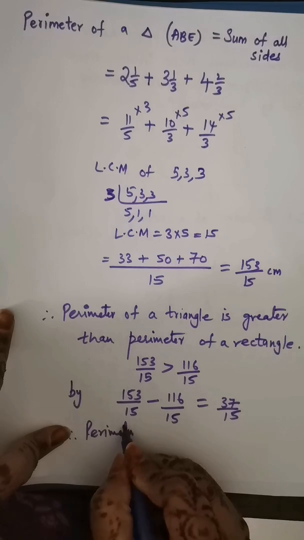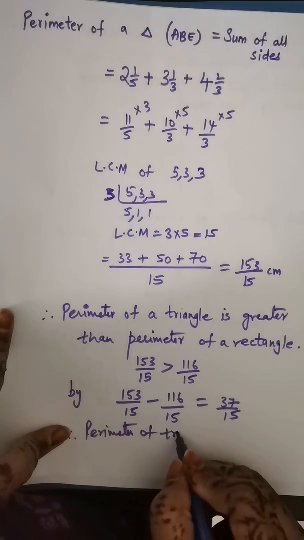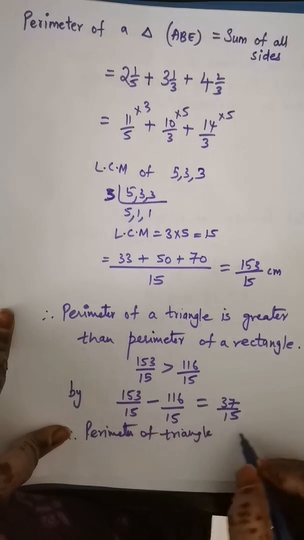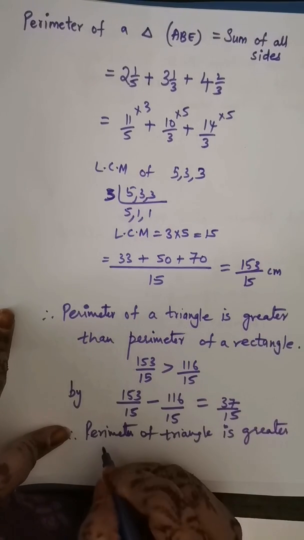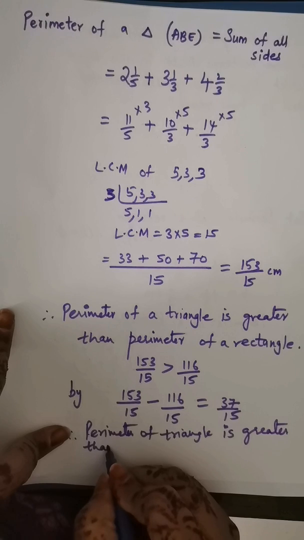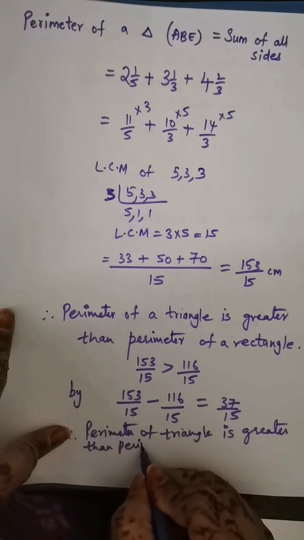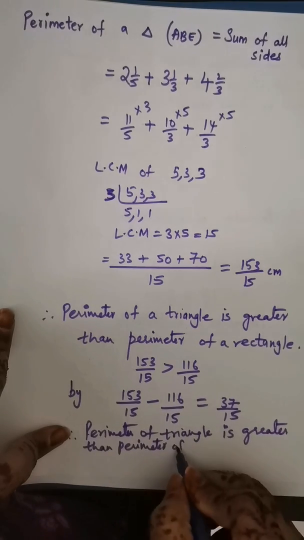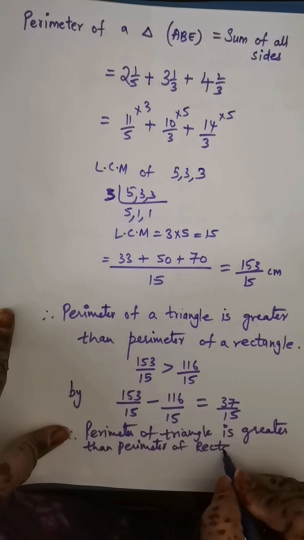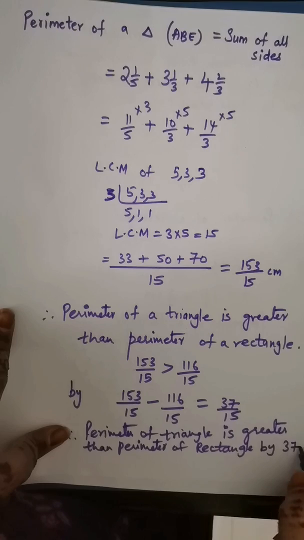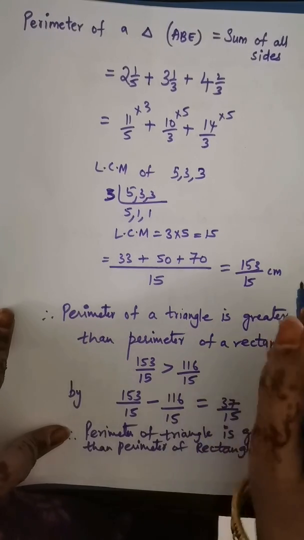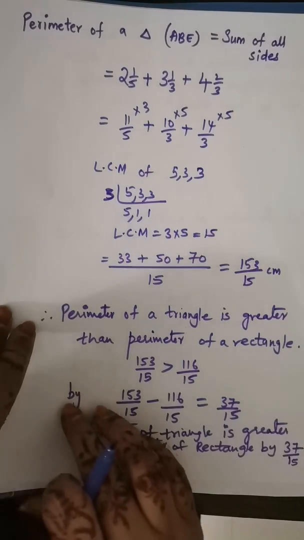The perimeter of the triangle is greater than the perimeter of the rectangle by 37 by 15 centimeter. Okay, all are centimeter.